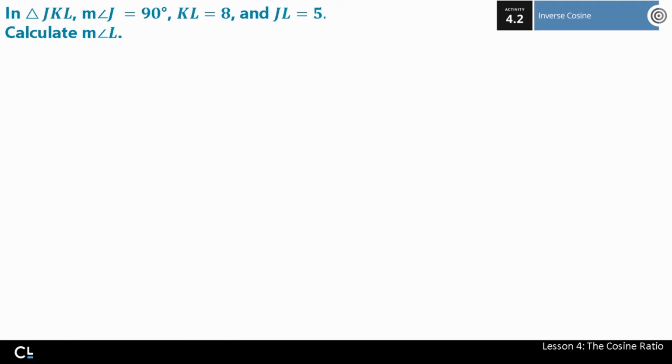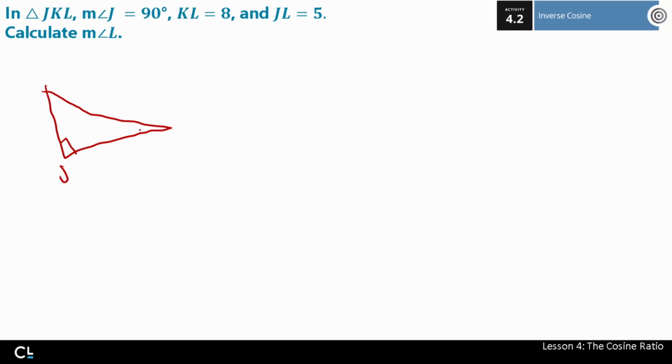So let's keep it cruising. It says the measure of angle J is 90 degrees. KL is 8, and JL is 5. We want to calculate the measure of angle L. So let's sketch this triangle. So just make a right triangle. We know that this has to be J because it tells me that J is 90 degrees.